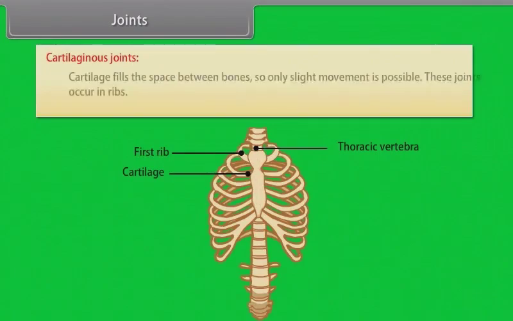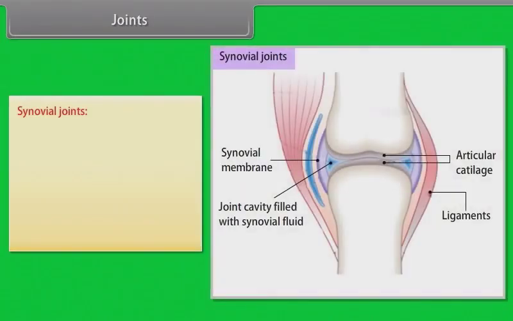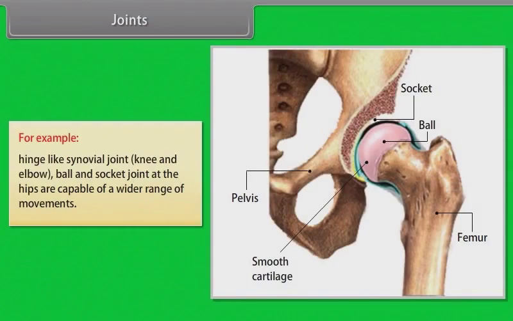Cartilaginous joints. Cartilage fills the space between bones, so only slight movement is possible. These joints occur in ribs. Synovial joints. In this, adjoining bones are separated by a cavity. The articulating ends of the bones are covered with a cushiony layer of cartilage, and they are stabilized by ligaments. Synovial joints are built to allow movement. For example, hinge-like synovial joints such as knee and elbow, and ball and socket joint at the hips are capable of a wider range of movements.